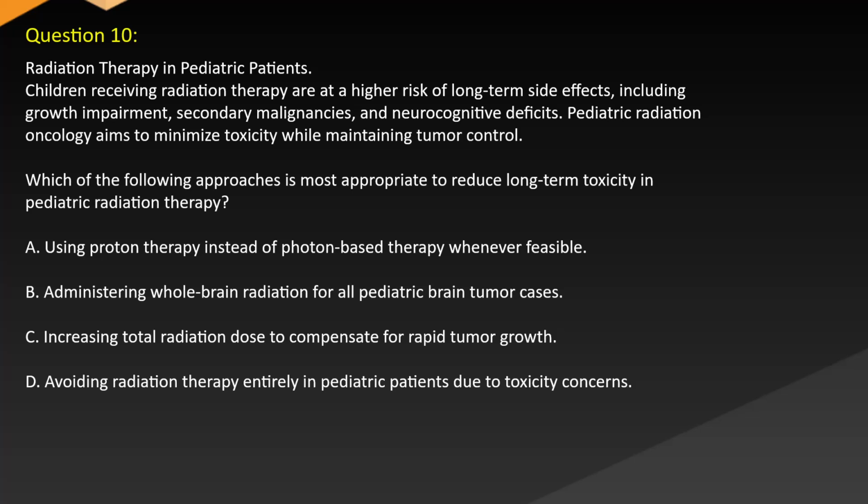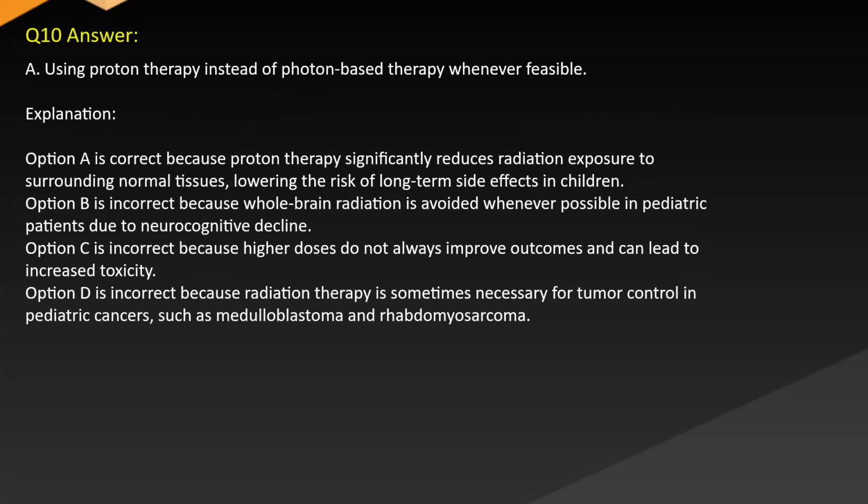A. Using proton therapy instead of photon-based therapy whenever feasible. B. Administering whole brain radiation for all pediatric brain tumor cases. C. Increasing total radiation dose to compensate for rapid tumor growth. D. Avoiding radiation therapy entirely in pediatric patients due to toxicity concerns. Answer A. Using proton therapy instead of photon-based therapy whenever feasible.